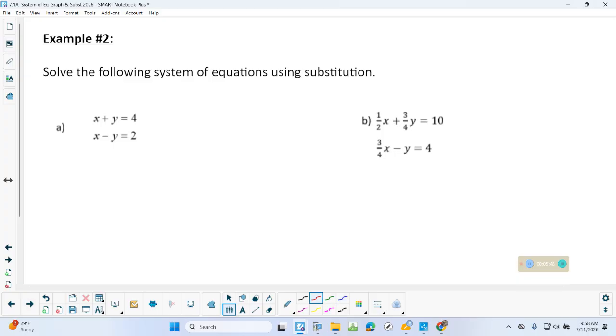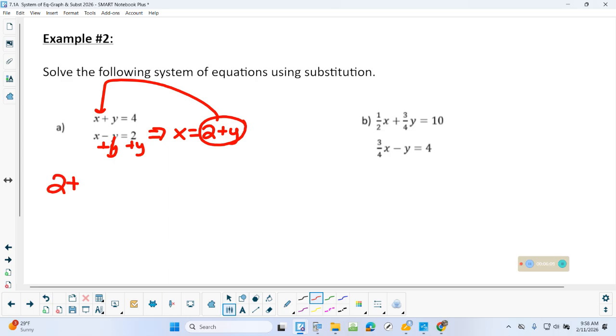I think I could solve for x pretty easy. I can just add the y over. So I'm going to rewrite this equation as x equals 2 plus y, or y plus 2 if you like the variable first, of course. Now I'm going to take that expression for x and substitute it into the other equation. So I'm going to plug that in the top. I'm going to replace x with 2 plus y. I still have the plus y, and it equals 4.